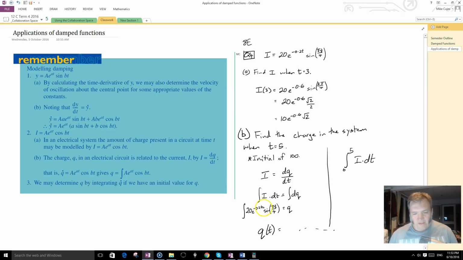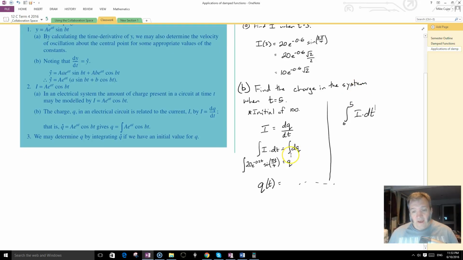So doing it this first way, where you do the indefinite integral and sub in 5 later, or doing the definite integral and adding on 100, gives you the same answer. It doesn't matter which way we do it. I think we should try and do it both ways, just so that you can see that that's what happens.